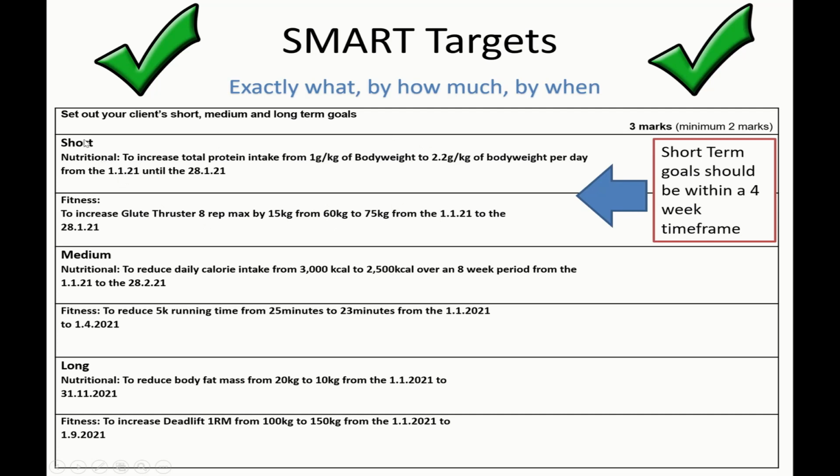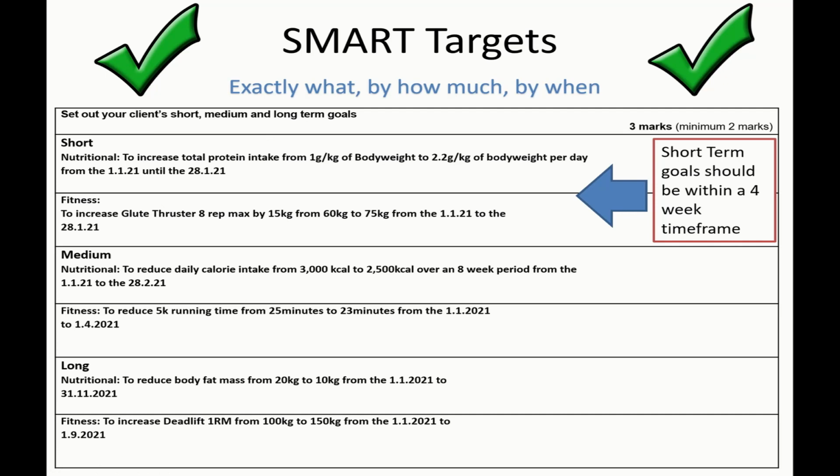So if you look at the example which we've given here, which is for the nutritional short-term goal, we've said to increase protein intake. Now, of course, increasing protein intake is a nutritional goal, given that protein is a macronutrient and, of course, is going to contribute to an overall health and fitness goal as well.